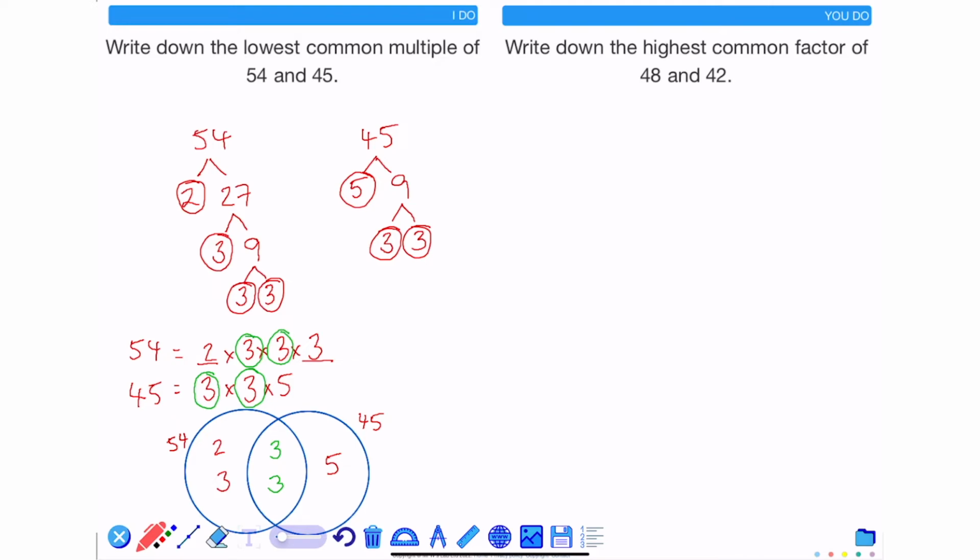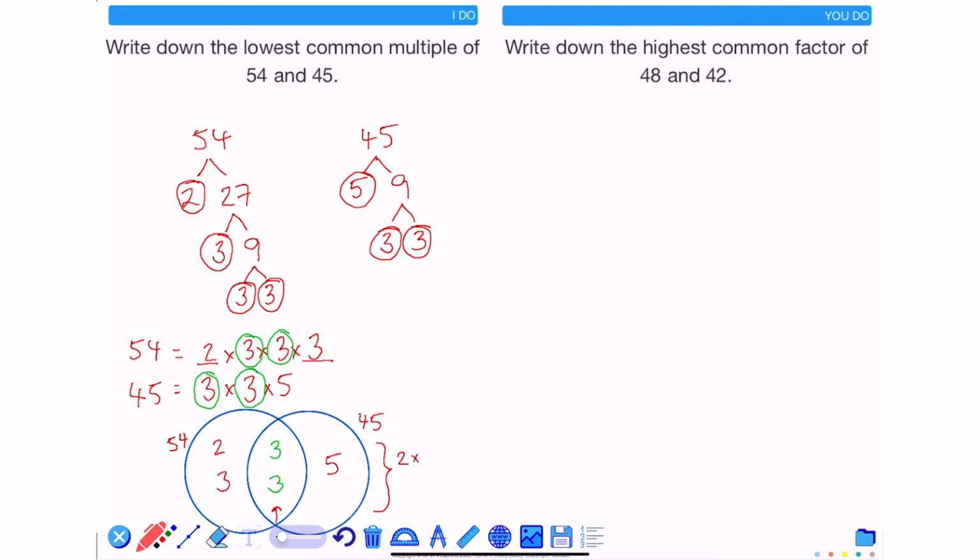If I was calculating the highest common factor, this is indicated in green. 3 times 3 is 9. This would be the highest common factor of both 54 and 45. The lowest common multiple is found by multiplying all of the prime factors within the Venn diagram together.